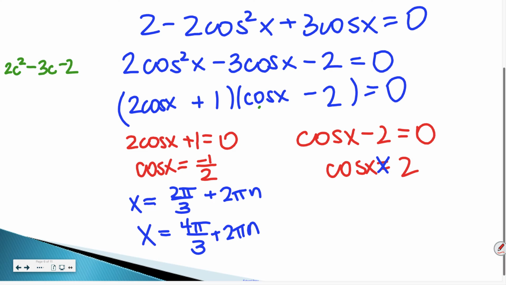Algebraically, it works, but trigonometrically, we don't have values where cosine equals 2. So that doesn't give us anything. And we only have these 2 solutions here.